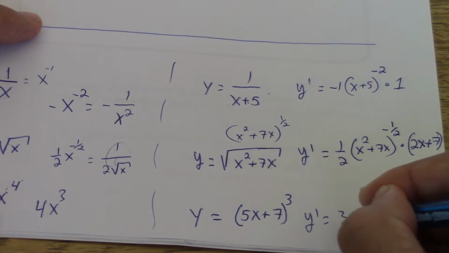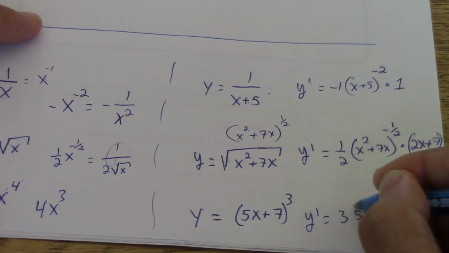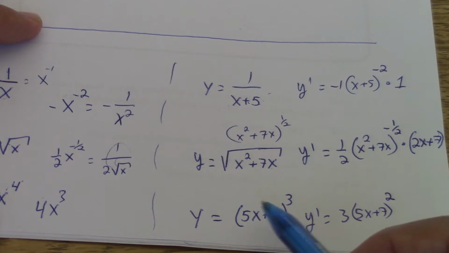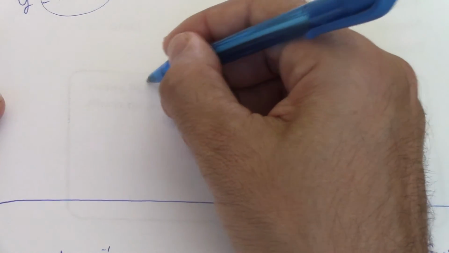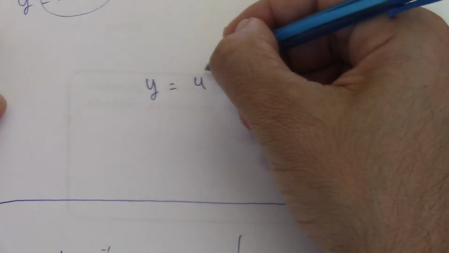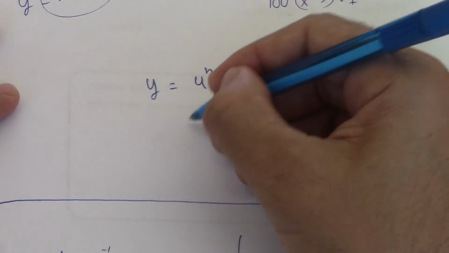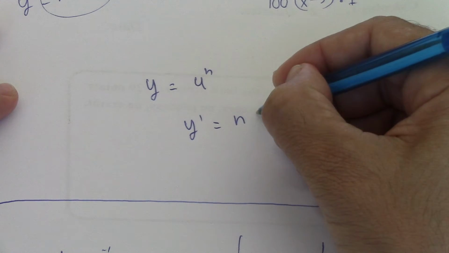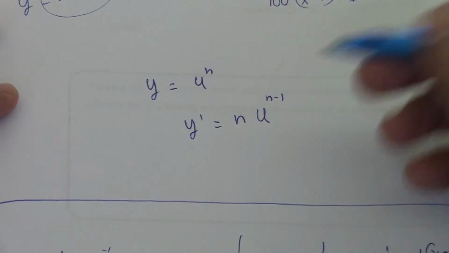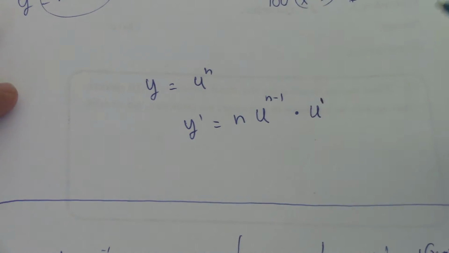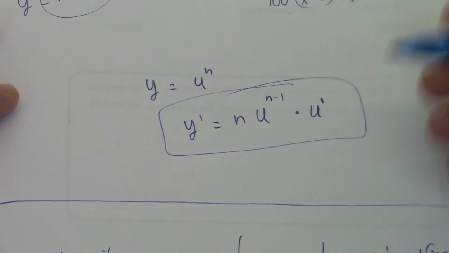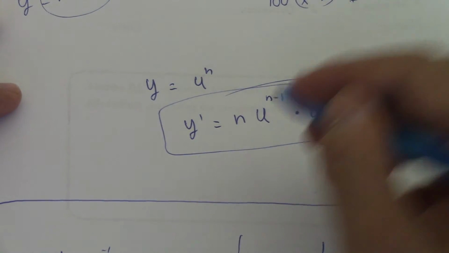Let's take a look at this one. Y prime would be 3 times 5x plus 7 squared, that is the derivative of the outside, times 5, because the derivative of the inside is 5. Now the rule is something like this. If y is equal to u to the n, then y prime will be n u to the n minus 1, that is the derivative of the outside, times the derivative of u. And u represents a function.